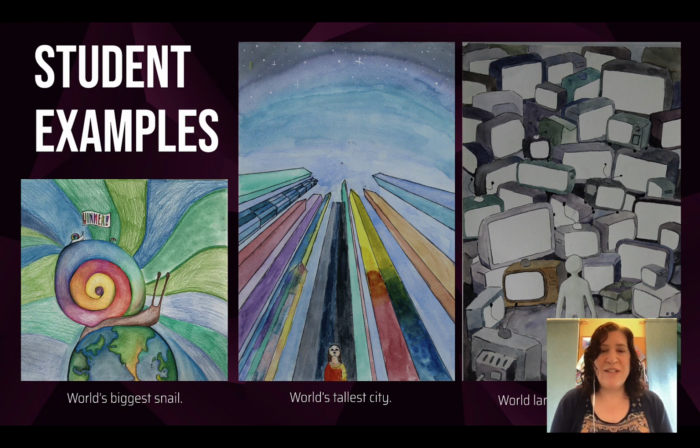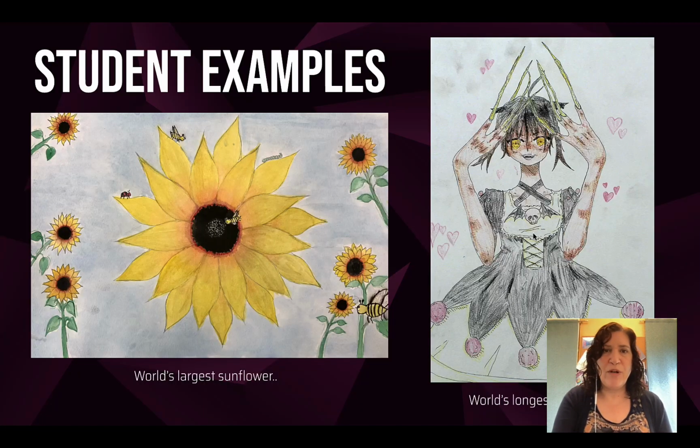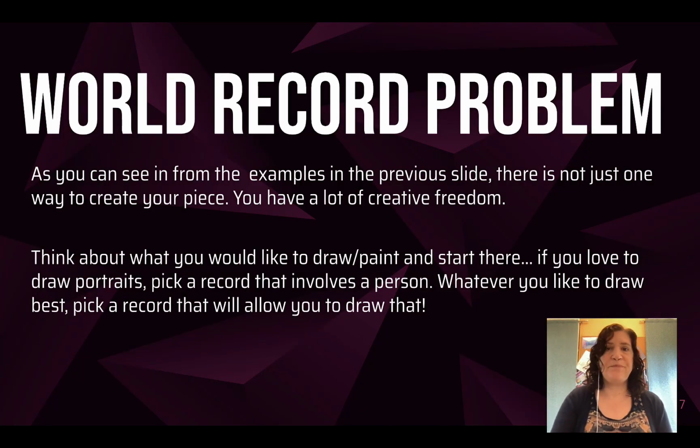Then we have world's tallest city and world's largest TV collection. Notice in all of these three examples, I would say that they're excellent examples. The entire composition is filled. There's color all over the whole thing, except where, like the white TV screens, that's obviously intentional, but you wouldn't leave a white background. And I think we have a couple more to look at too. So here's the world's largest sunflower and world's longest fingernails. Kind of creepy. So you can see you can go in a lot of different directions here.